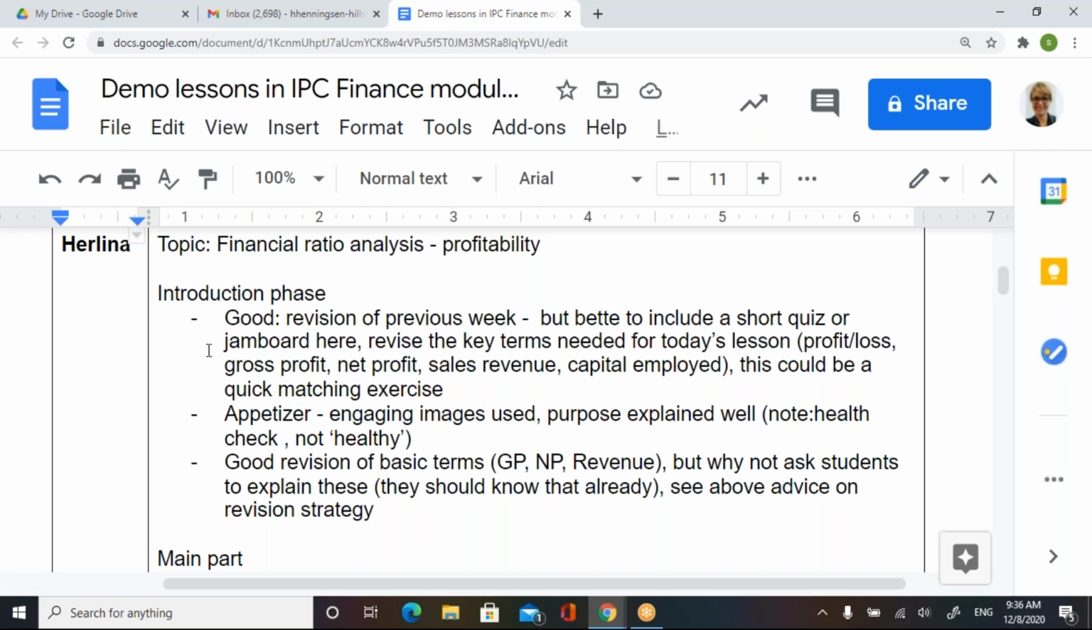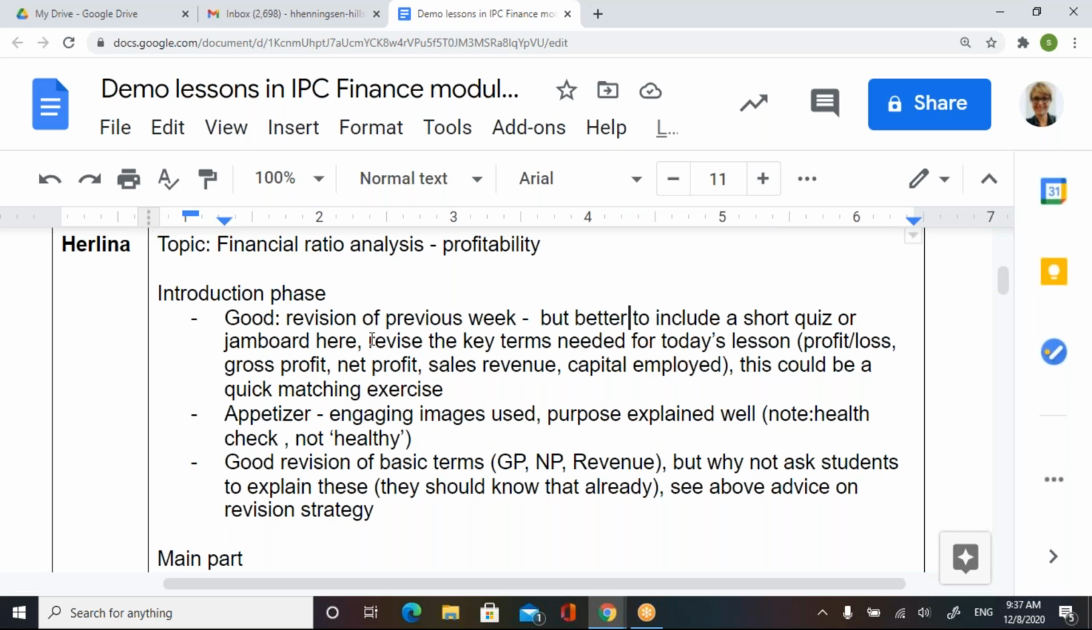Okay, so for the introduction phase, Helena, I thought it was really good that you had a revision part of the previous weeks, so you reminded them what you've learned before. However, what I always think in that phase is you sort of just said to them, this is what we've done before, but I think it's better to include either a short quiz or a Jamboard here.